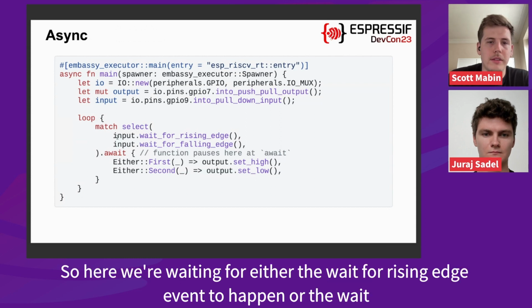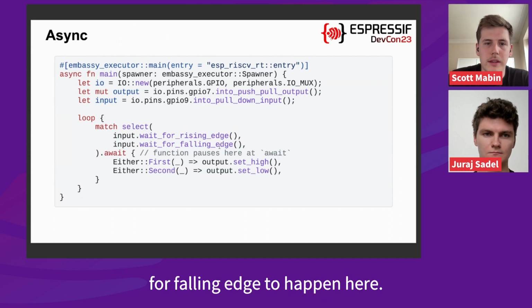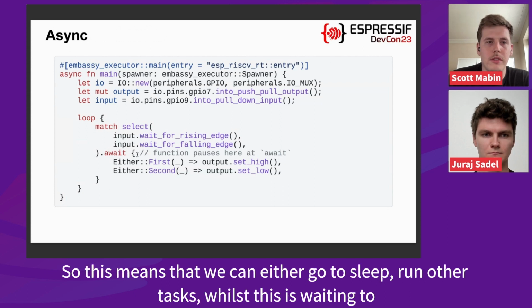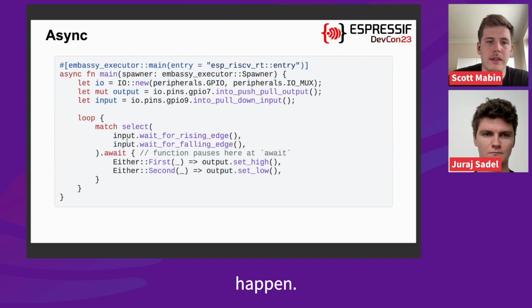So here we're waiting for either the wait for rising edge event to happen or the wait for falling edge to happen here. As soon as we call await, this function freezes until one of these events resolves. So this means that we can either go to sleep, or run other tasks whilst this is waiting to happen.